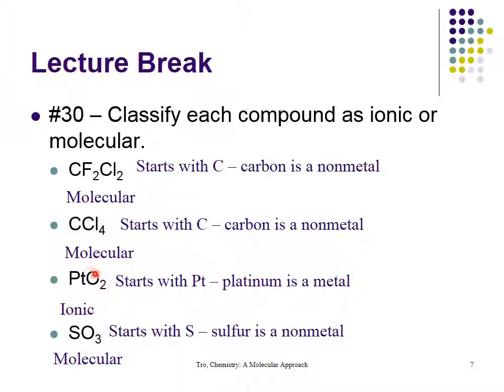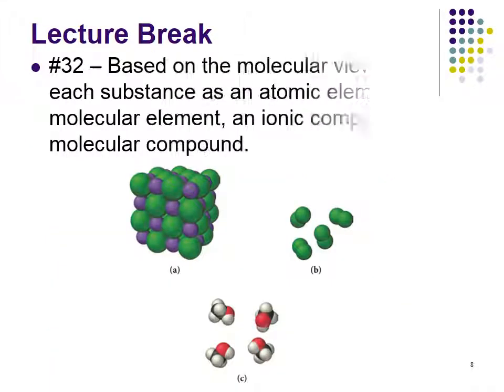Because ionic compounds need to have a metal with a nonmetal, the metal is always listed first, whereas molecular compounds are just 2 or more nonmetals. So if we look at that starting element, that's going to tell us what type of compound we have.